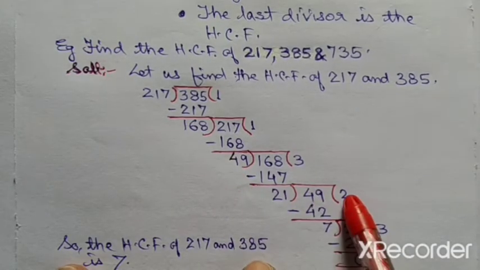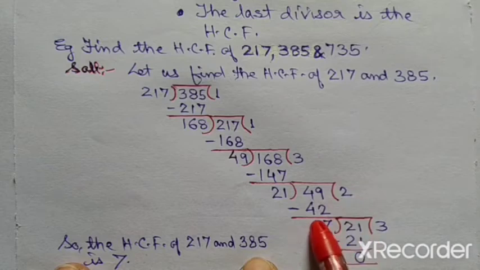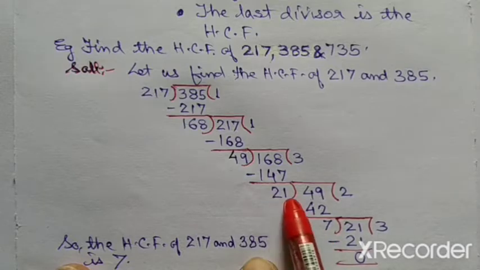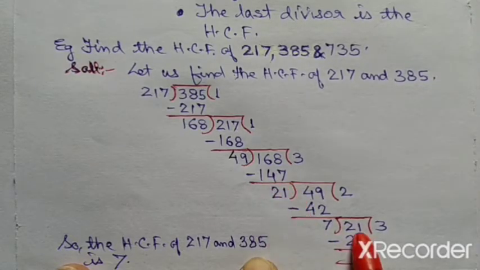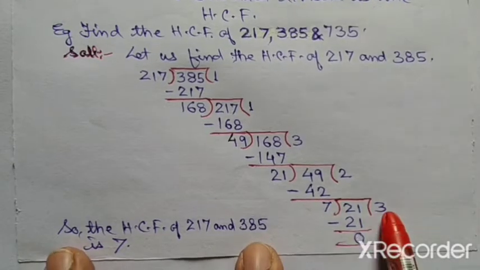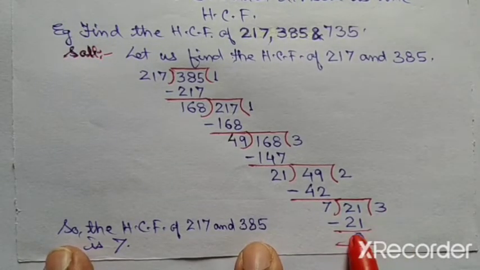Okay, 2 times, children. 21 times 2 is 42, subtract it from 49, and you will get 7 as the remainder. Now children, again take 21: that divisor now becomes the dividend, and 7, the remainder, becomes the divisor. Divide it, 3 times goes, and subtract 21 from 21, you will get remainder 0.